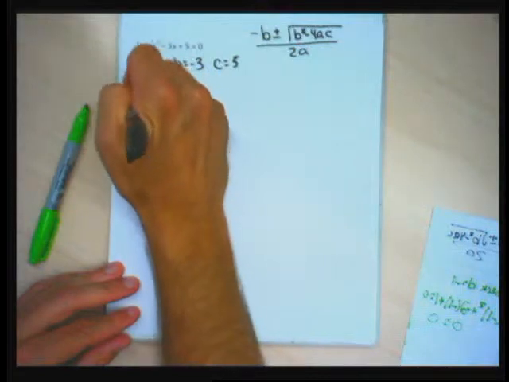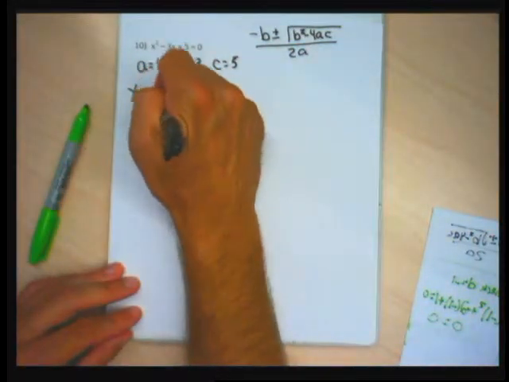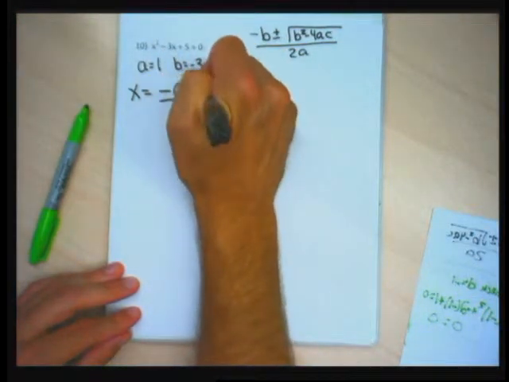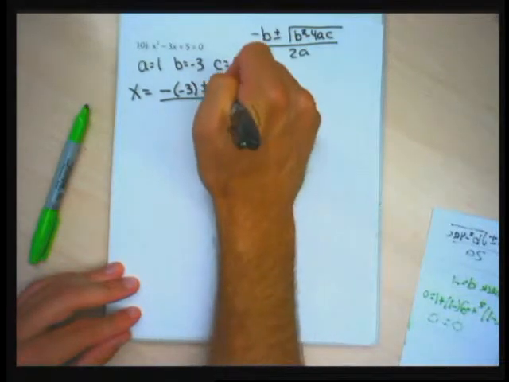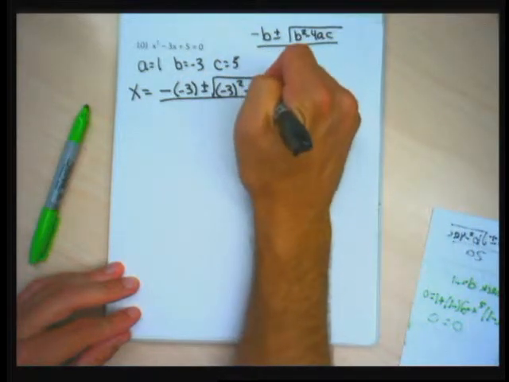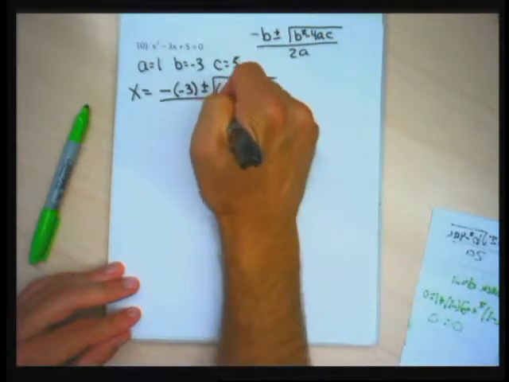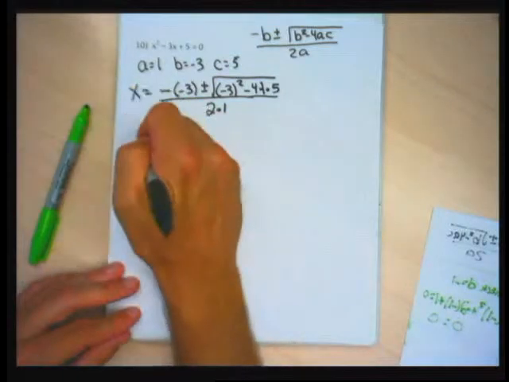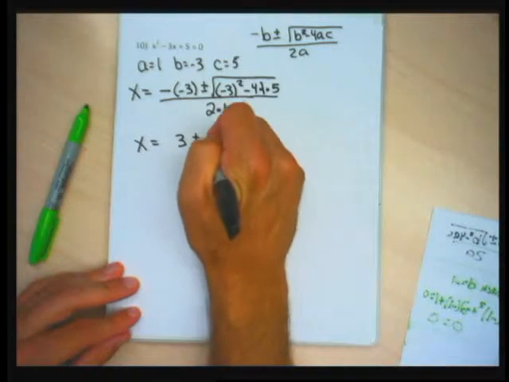I'm going to go x equals, first time the b is negative, I need a parenthesis here, so I'm going to go fraction negative 3 plus or minus the square root of negative 3 squared minus 4 times 1 times 5 all over 2 times 1. This double negative is going to go to a positive 3. Usually I won't even enter a double negative. I'll write it as a positive initially.